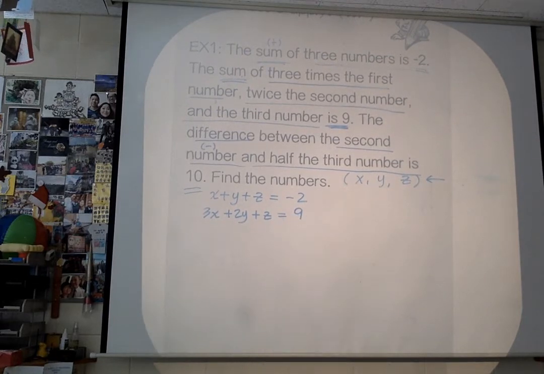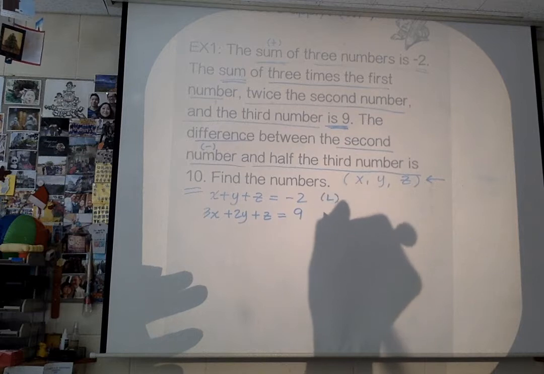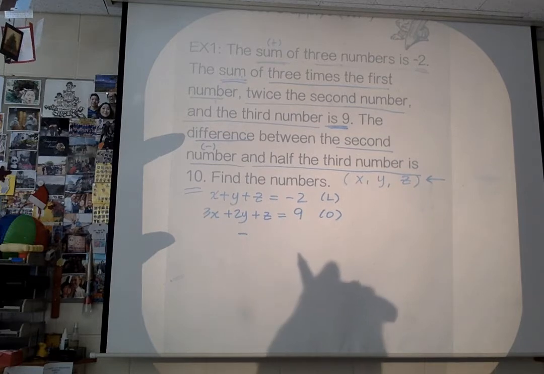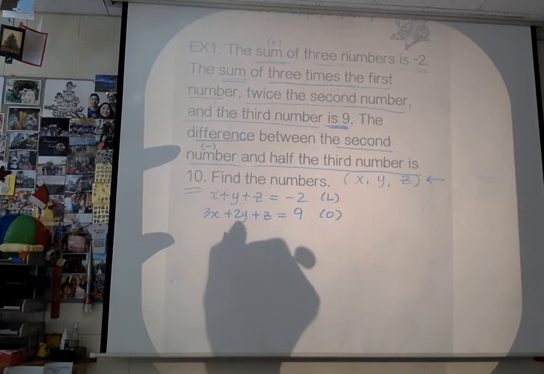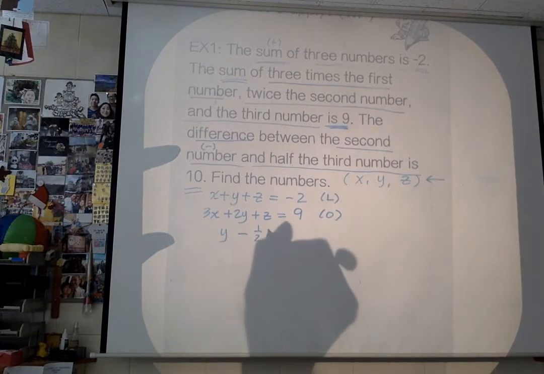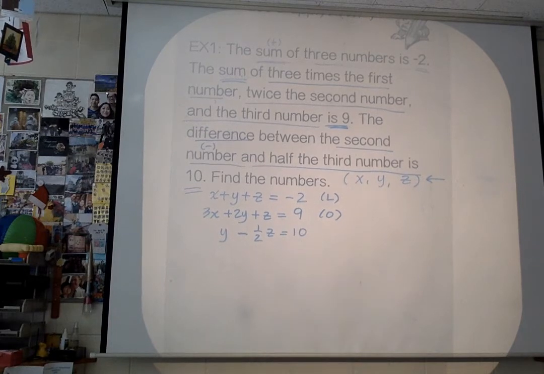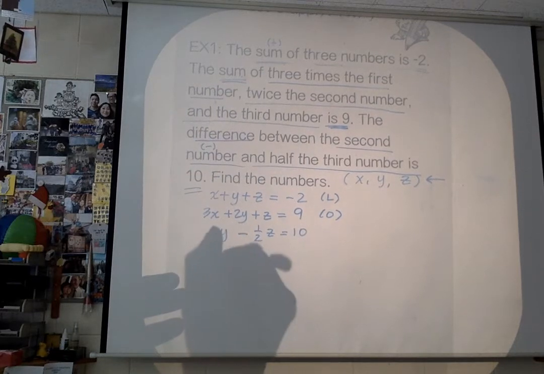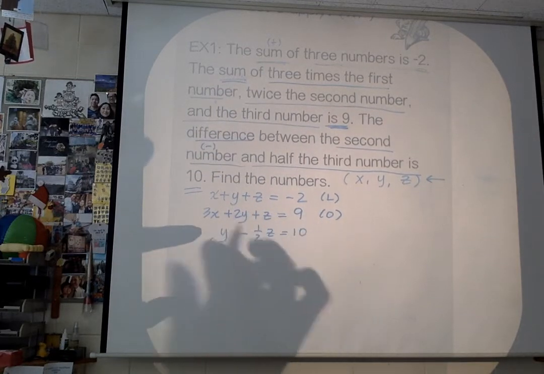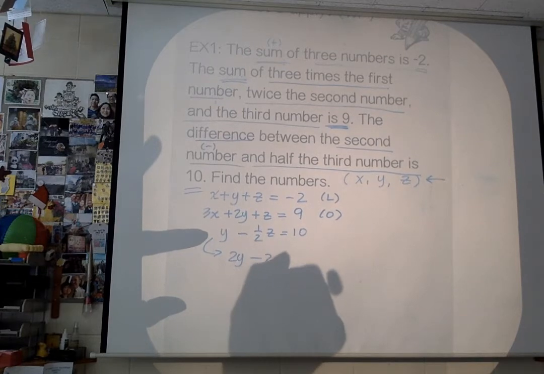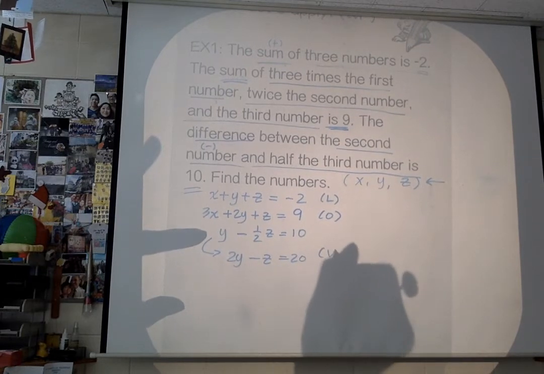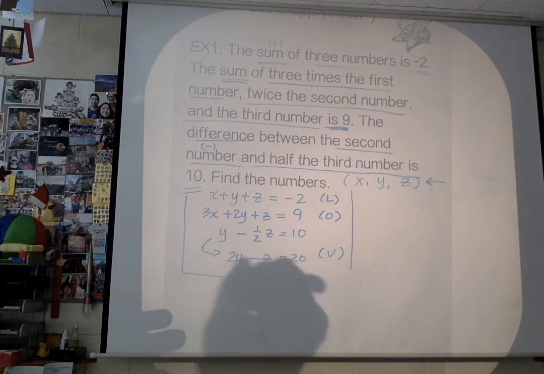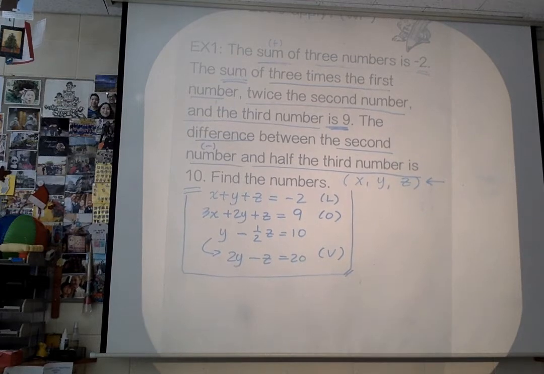That's another equation, okay? We're going to call this equation L. This equation we're going to call O. This difference, we know there's going to be subtraction between the second number and half the third number, which is 10. But we don't like fractions, right? So why don't we rewrite that one? Let's multiply everything by 2, so we get 2y minus z equals 20. Let's call that equation B. See if you understand these 3 equations we've come up with, L, O, B. You see where we're going with this, all right?